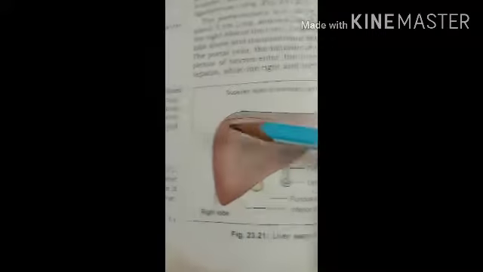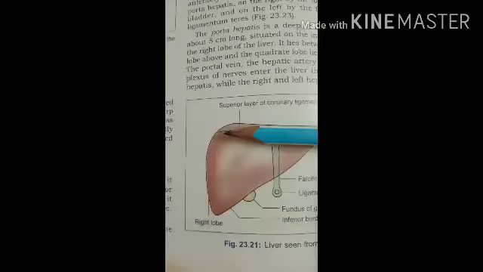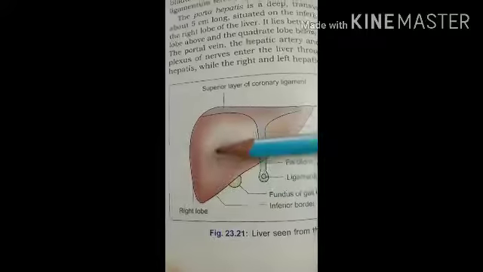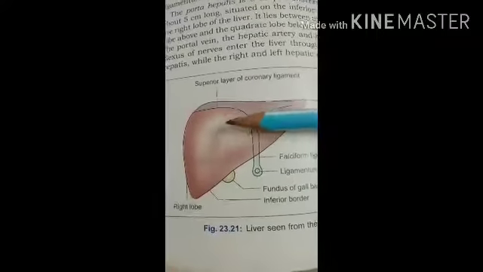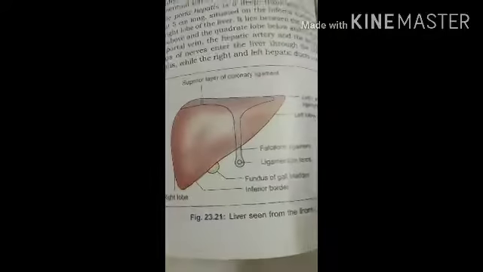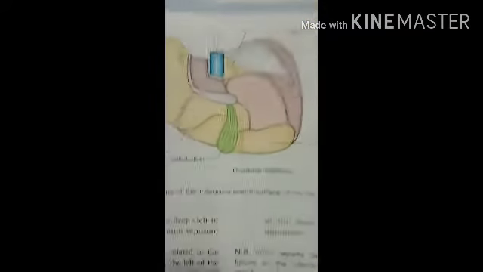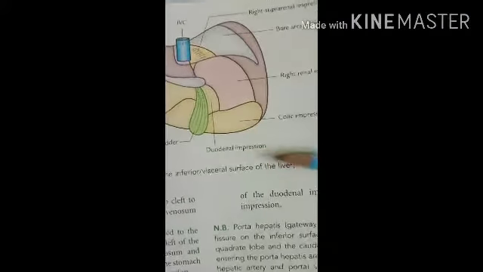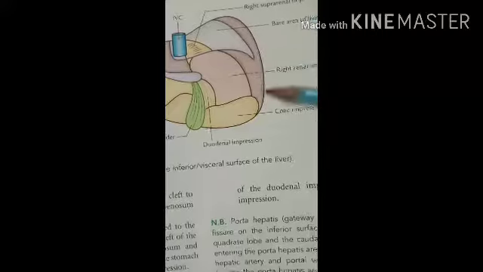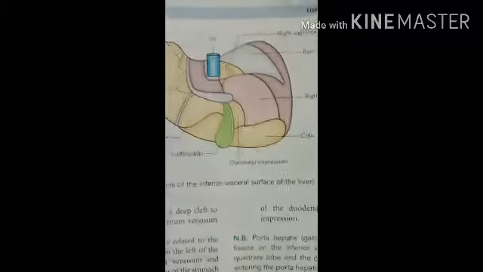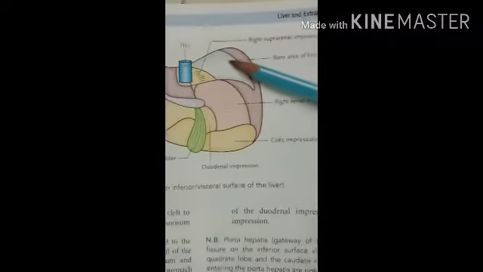After then that is the right side. So it is related to the diaphragm opposite to 7th to 11th ribs and the mid axillary line. Okay. Then the posterior surface, so which is very much important, that is also called the visceral surface, this one. So the posterior surface consists of the bare area of the liver, this one.